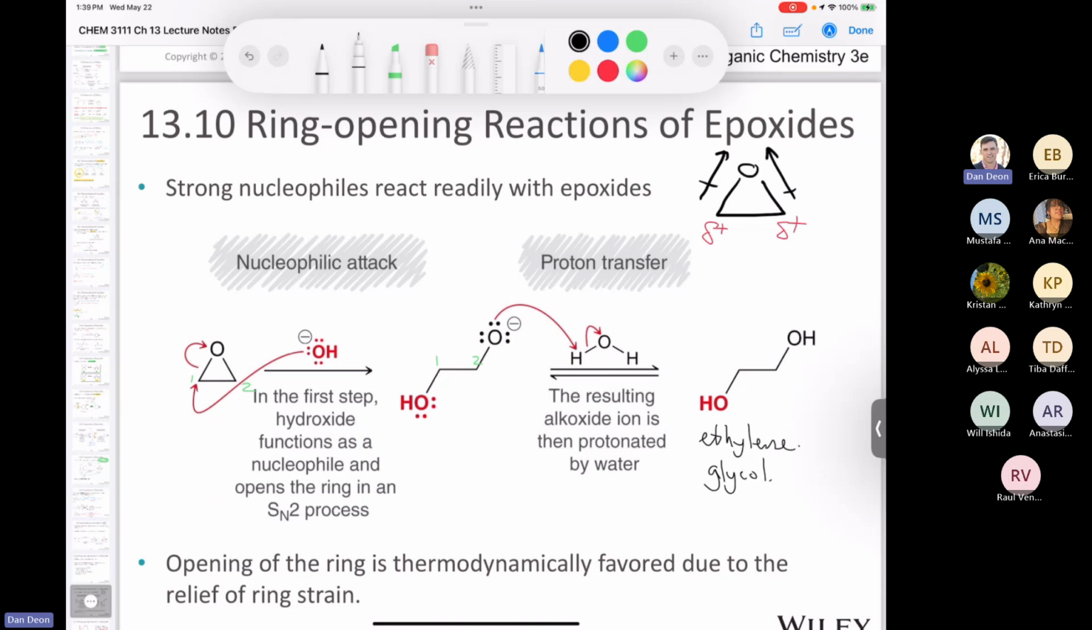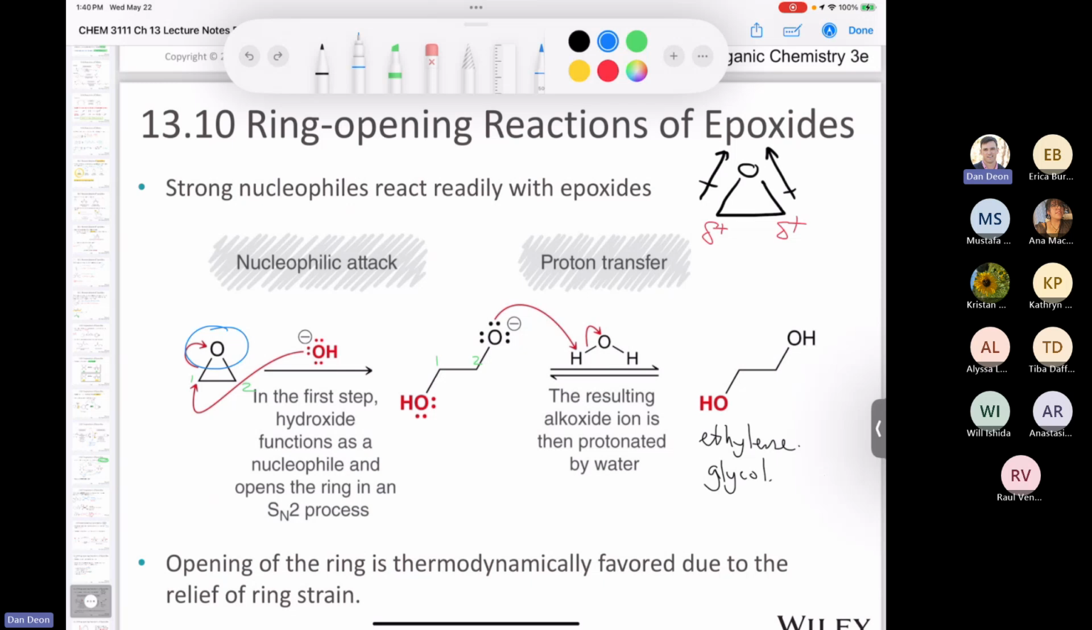But anyhow, it says here, the ring opening is thermodynamically favored due to the relief of ring strain. If you're astute, and I know you all are, you know a lot about organic chemistry, and you might be looking at this step and going, well, why would this even happen? An alkoxide, that's not a good leaving group. Like, that's a terrible leaving group. But again, you're right. An alkoxide, generally speaking, isn't a good leaving group. I completely agree with you on that.